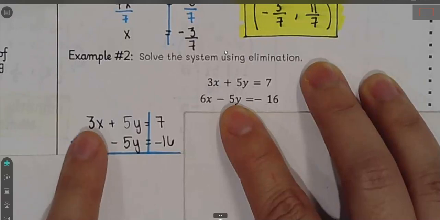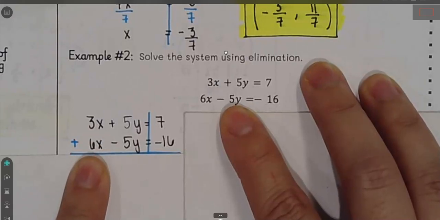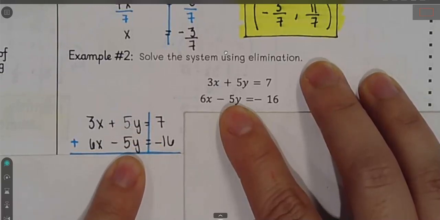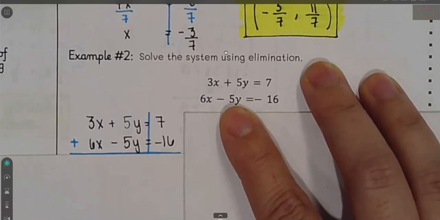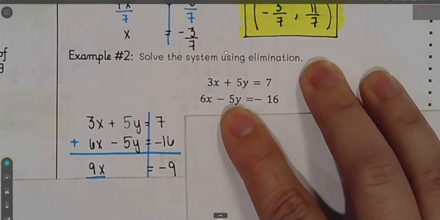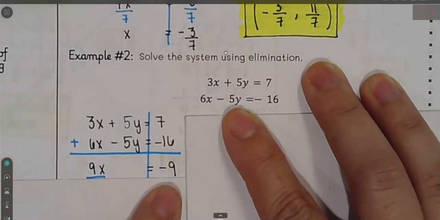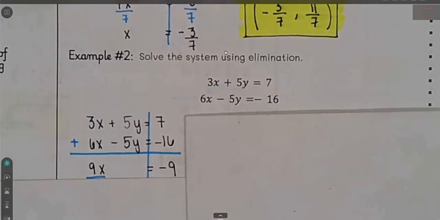Someone tell me, what is 3x plus 6x? Just shout it out. 9x. Good job. What is 5y plus negative 5y? 0. What's 7 plus negative 16? Negative 9. Negative 9, yes. So here we go. Notice that now that I've added vertically, I have 9x equals negative 9. The y is gone. So I can solve this.